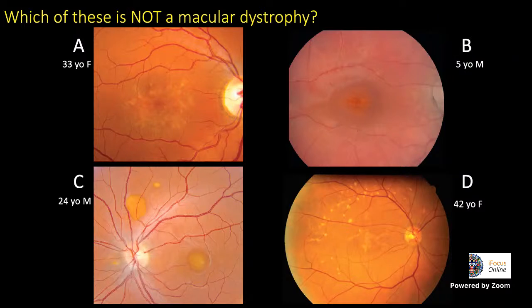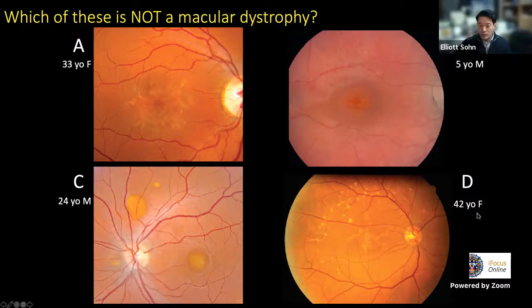Great, thank you. And then patient D is a 42-year-old female who has, outside the macula, some of these deep chorioretinal spots here, maybe deep retinal spots, kind of whitish yellow, and in the center what looks like a butterfly type lesion that's also in the deep retina, RPE. So can someone tell me which one they think is not a macular dystrophy?